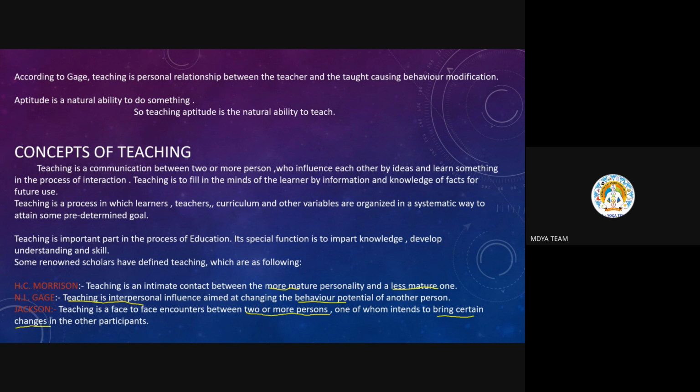The process which is learning is happening there. When behavior modification is there, it is obvious that learning is happening there. Any doubt in this? No, ma'am.